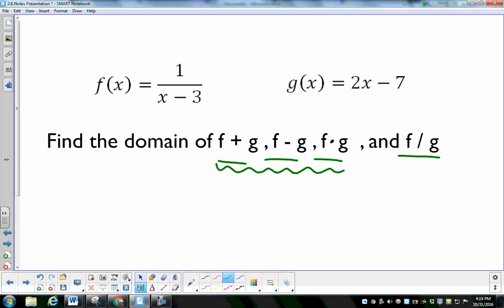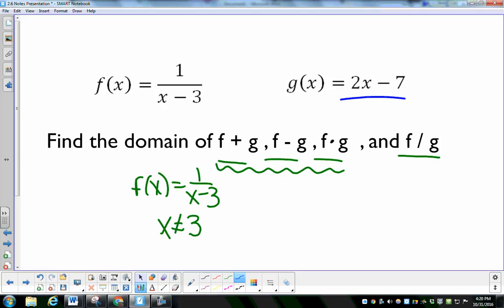So if I'm looking at f of x, and it's 1 over x minus 3, well, I know I cannot have that denominator equal 0, otherwise f of x would be undefined. So I know that x cannot equal positive 3, because 3 minus 3 is 0. So there's one thing I really needed to include in my domain: x cannot equal 3. If I'm looking at g of x, 2x minus 7, x can be all real numbers for that. So there's no restrictions that come from g of x.